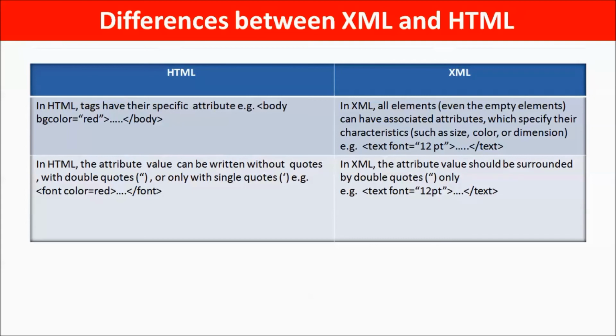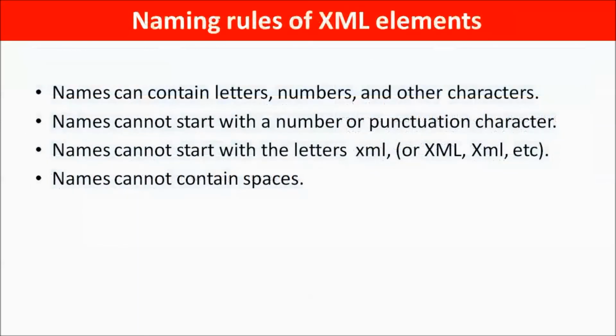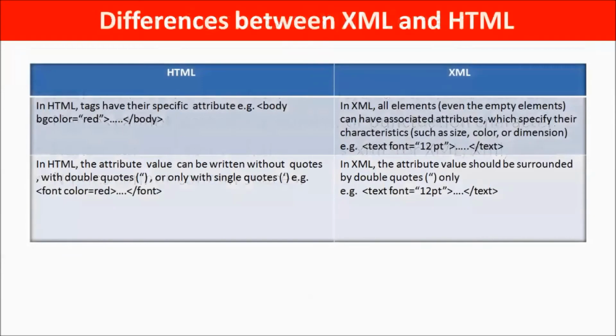But in XML, while using attribute values, we must put the values inside double quotes. We must put them. It will not work as in HTML, without quotes or with single quotes. If we put the value that way, it will not work. So these are the differences between HTML and XML.